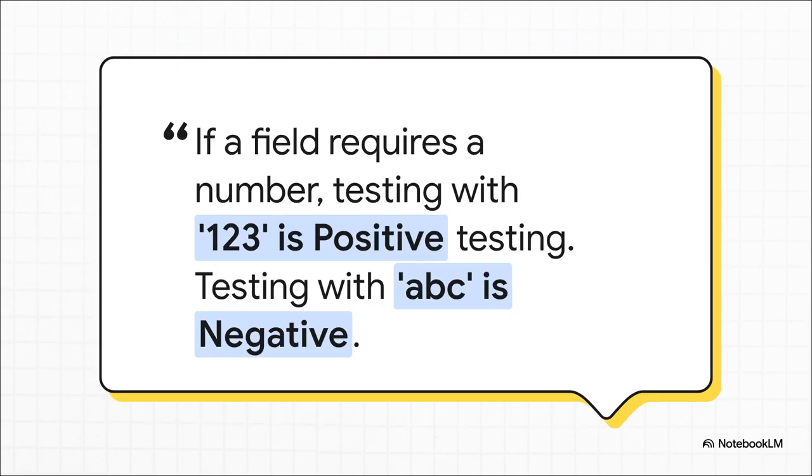Putting a number where a number should be, that's positive testing. Putting letters where a number should be, that's negative testing. It's that simple. One test to check the rules and another to check what happens when you break them. A really solid application has to be great at handling both.